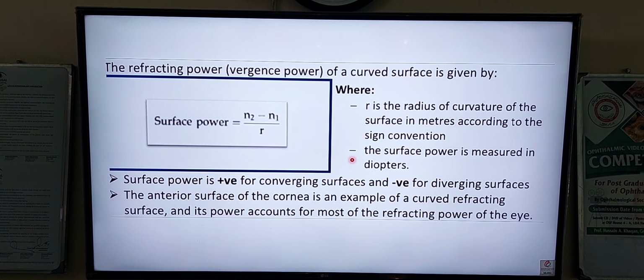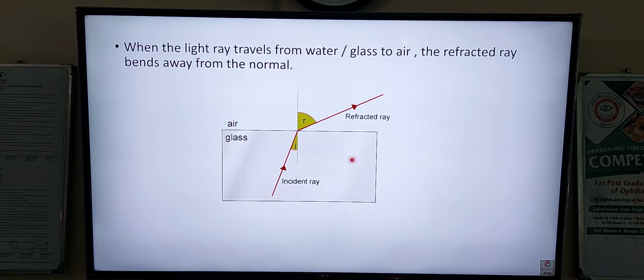Anterior surface of cornea is an example of a curved refracting surface, and its power accounts for most of the refractive power of the eye. So up till now we have been discussing कि light rays जो enter होती हैं air से denser medium में, तो क्या होगा? वो bend towards the normal. What happens when the light rays are entering from denser medium to the rarer medium? फिर क्या होगा कि angle of incidence would be less than angle of refraction. The light rays will bend away from the normal.